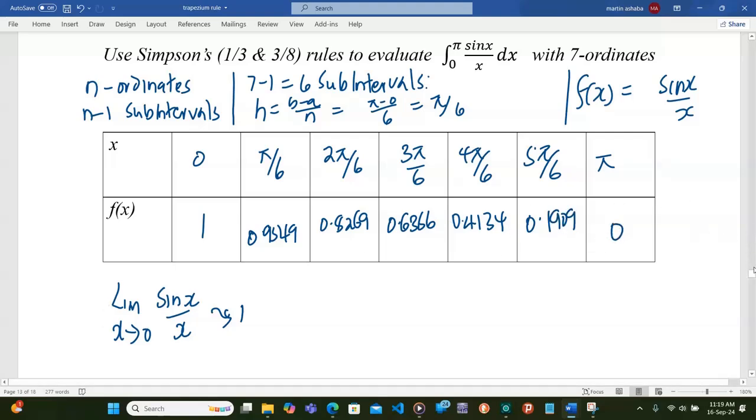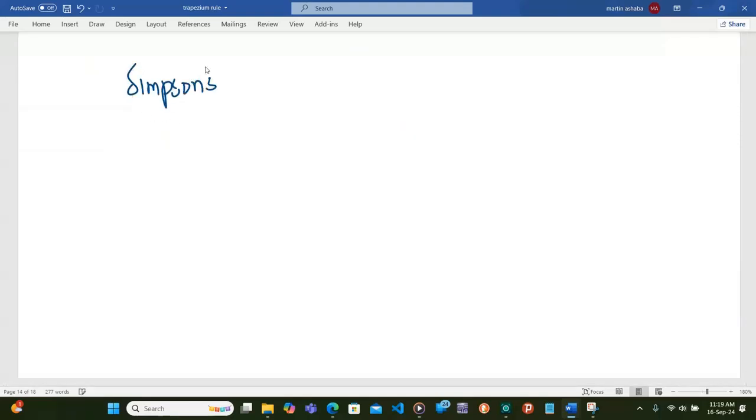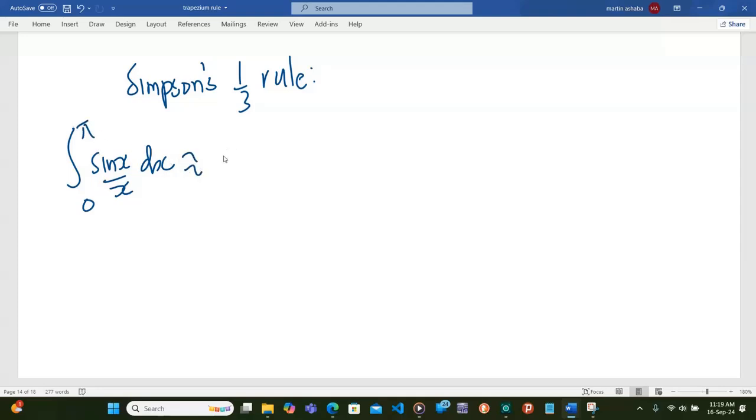So we proceed and apply Simpson's third rule. Simpson's third rule says that if I'm integrating sine of x out of x with respect to x from 0 to pi, it will approximate to a third of h.